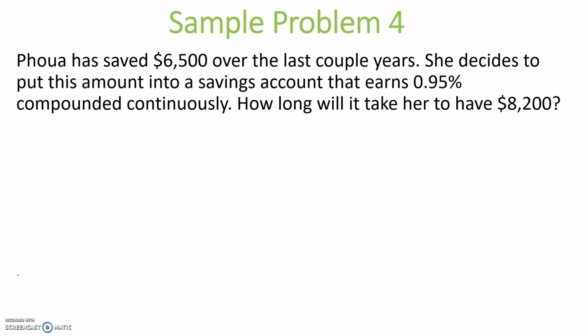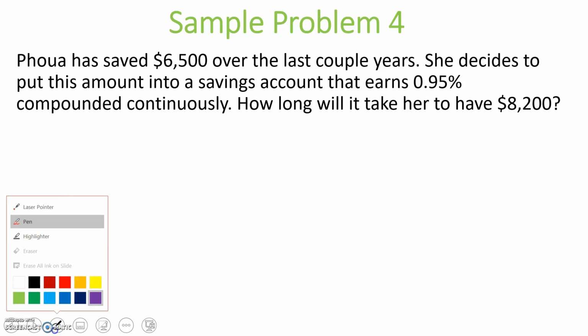All right, so we have Pua here. Pua has saved $6,500 over the last couple of years. She decides to put this amount into a savings account that earns 0.95% compounded continuously. How long will it take her to have $8,200?